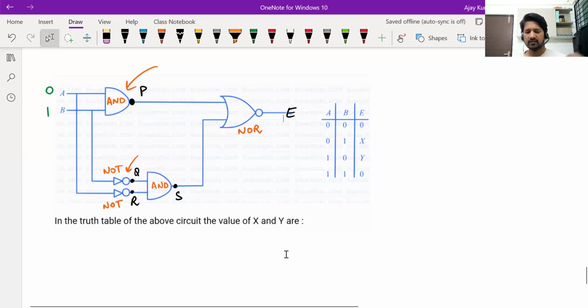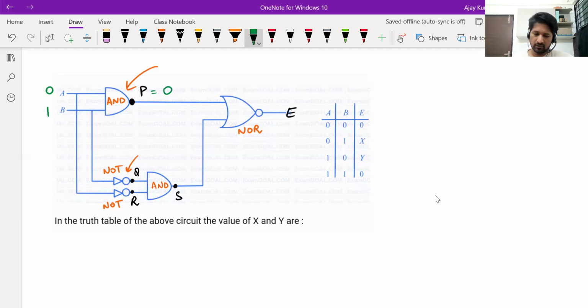When A is 0, B is 1, what is P? Zero. 0 and 1, the output is 0. Now, you see, A is connected to one NOT gate and B is connected to the other NOT gate. Q is just the opposite of B, which means Q is 0. R is just the opposite of A, which means R is 1.